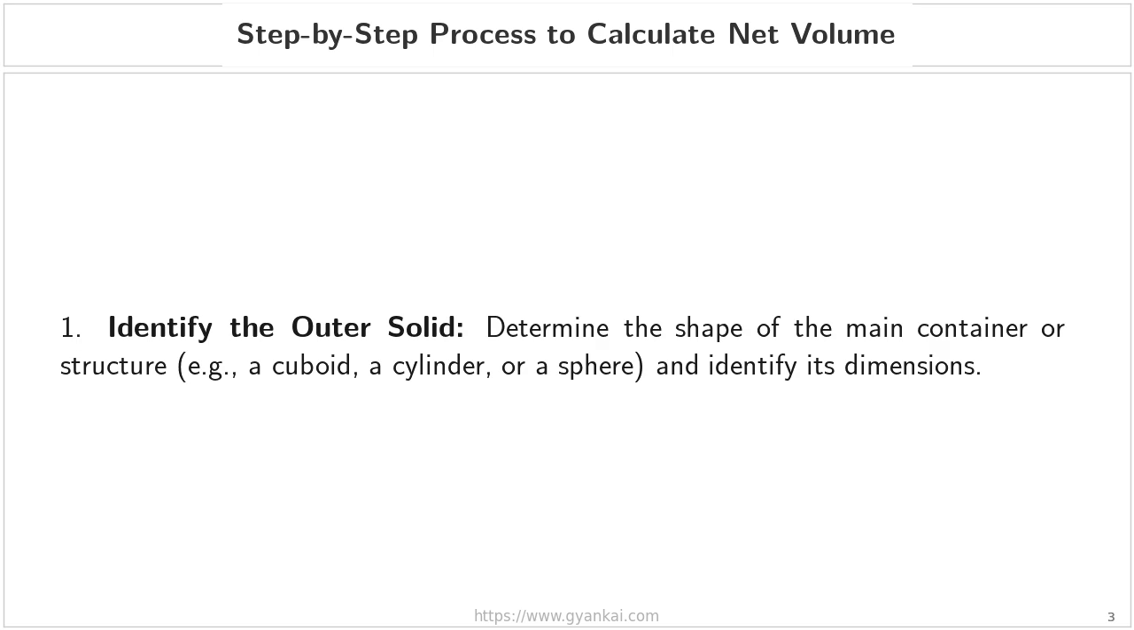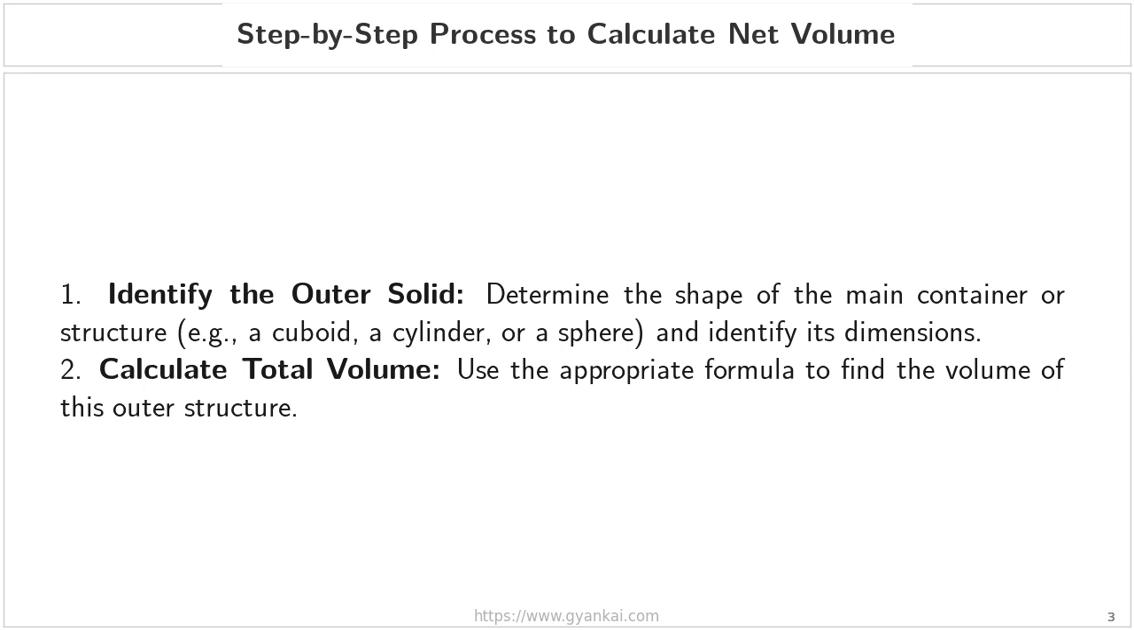Step-by-step process to calculate net volume. Now that we understand the concept of subtracting volumes to find the remaining space, let's walk through a systematic, step-by-step process you can follow every time you encounter these problems. This will ensure you don't miss any details. First, you need to identify the outer solid. Look at the problem and determine the shape of the main container or the larger structure. Is it a cuboid, a cylinder, or perhaps a sphere? Once you've identified the shape, write down all its given dimensions, like length, radius, or height.